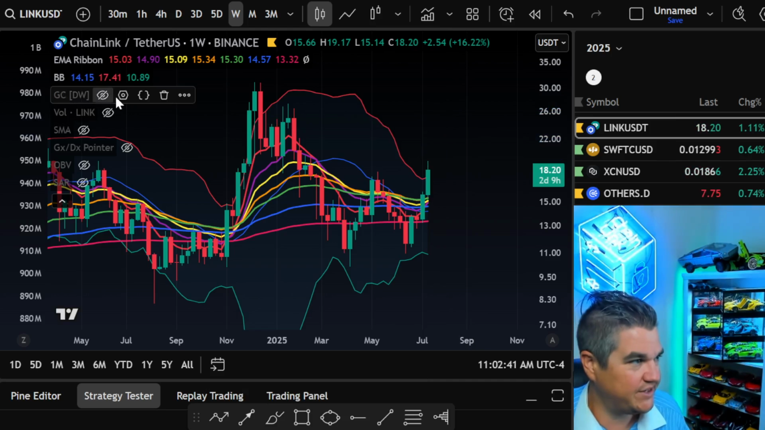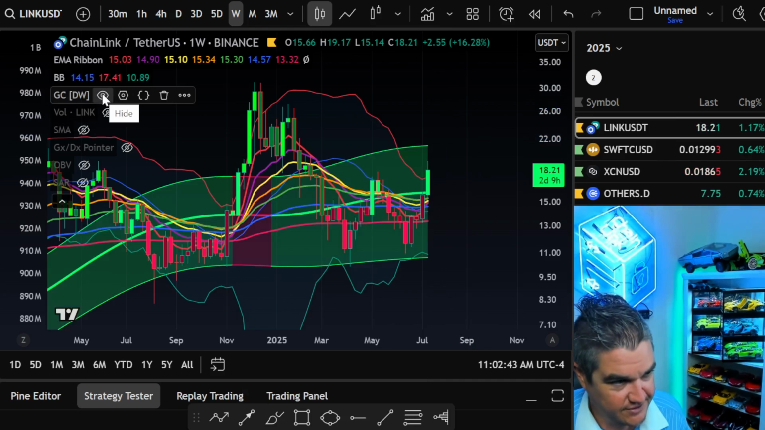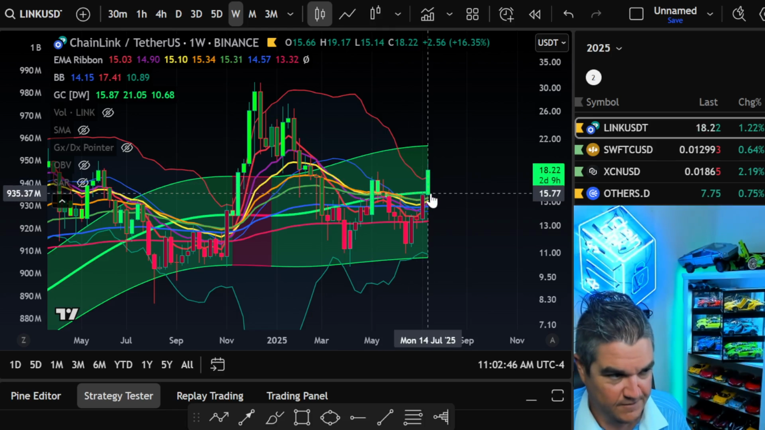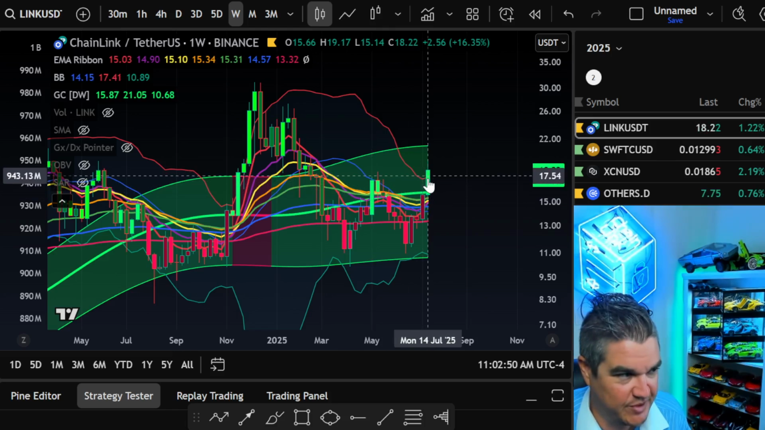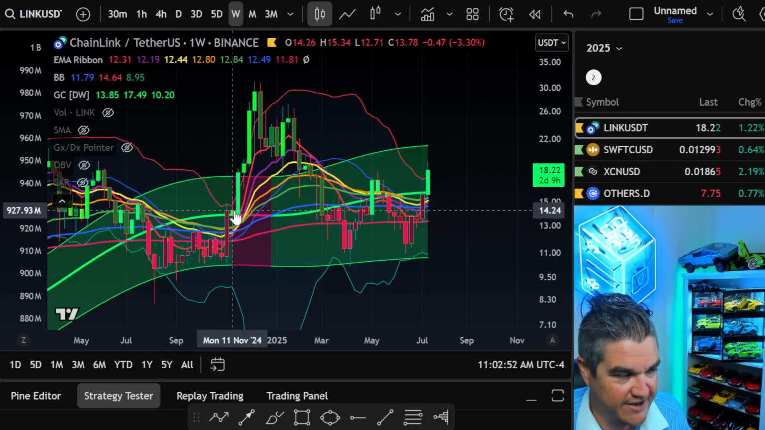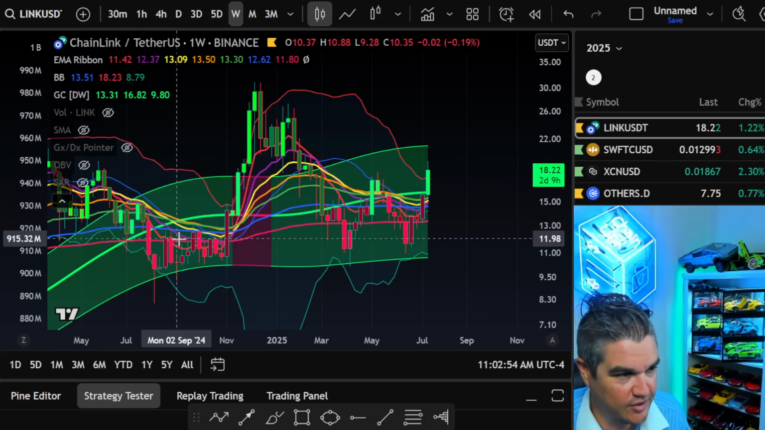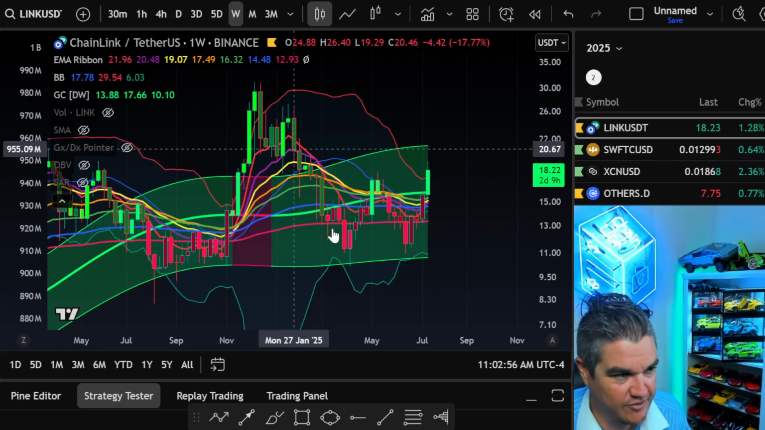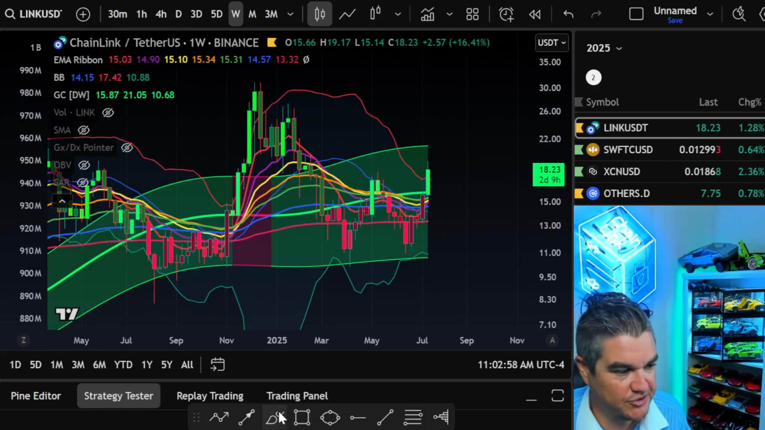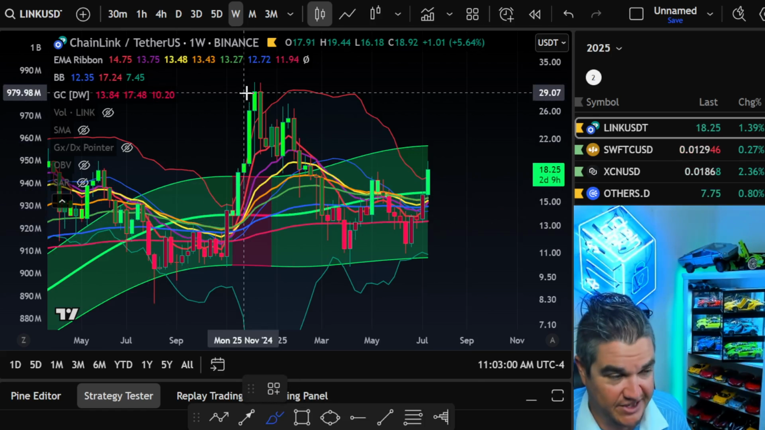So looking pretty stellar. Gaussian channel here. Look what's happening, getting above the median line on the Gaussian. At the same time, the Bollinger Bands are pinching, right? A little bit different from back here. We are coming off of major weakness versus now, I would argue, a little bit more strength than what we've seen potentially.